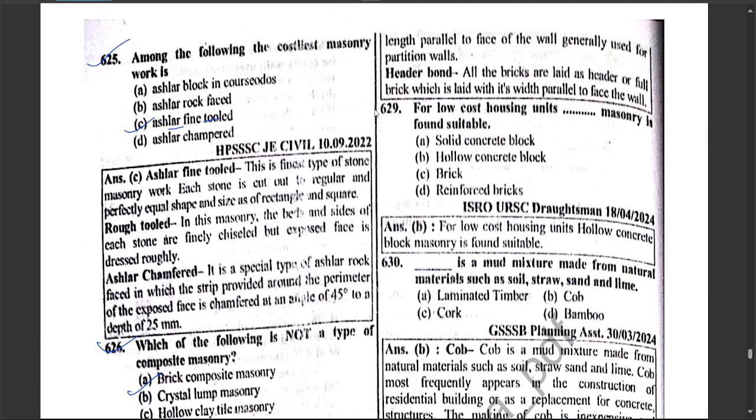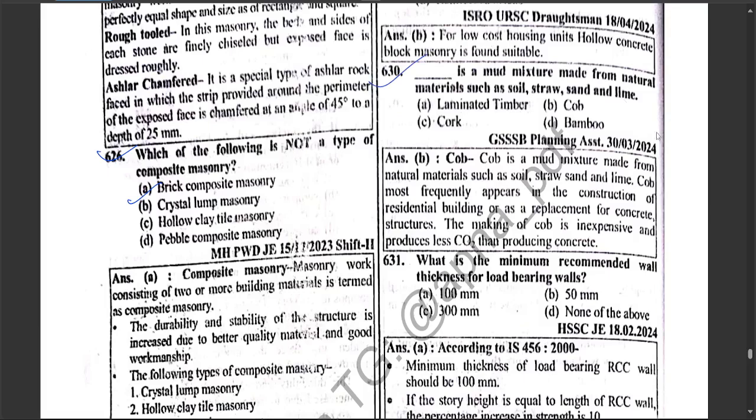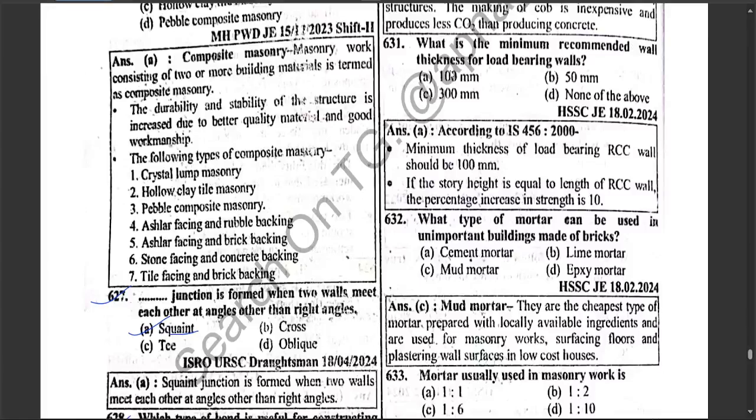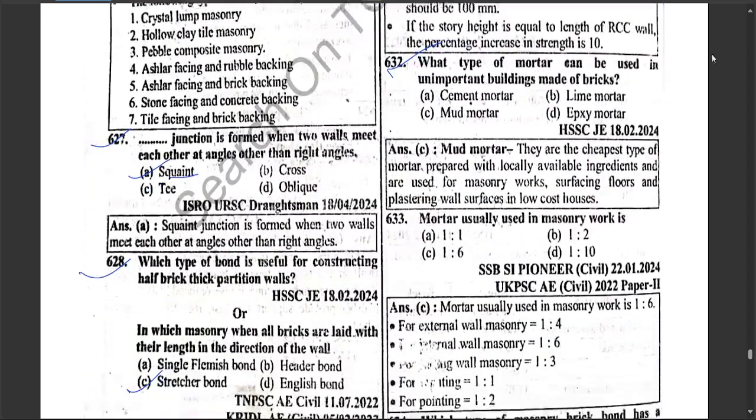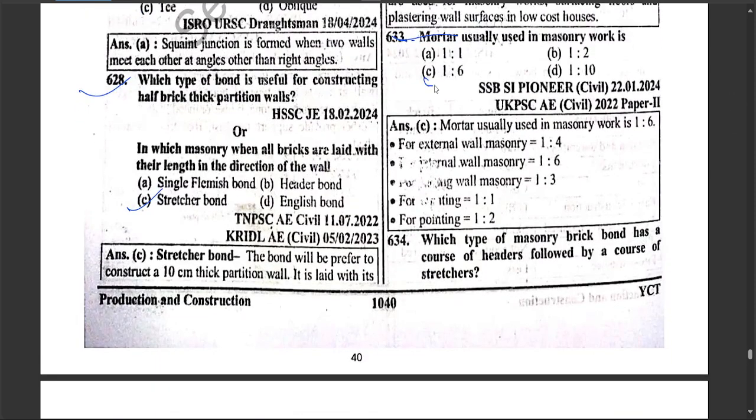For low cost housing units, masonry with hollow concrete brick is suitable. Cob is the mud mixture made from natural materials such as soil, straw, sand, and lime. The minimum recommended wall thickness of a load-bearing wall is 100 mm. What type of mortar can be used in an important building made of brick? Mud mortar. Mortar usually used in masonry work is 1:6.